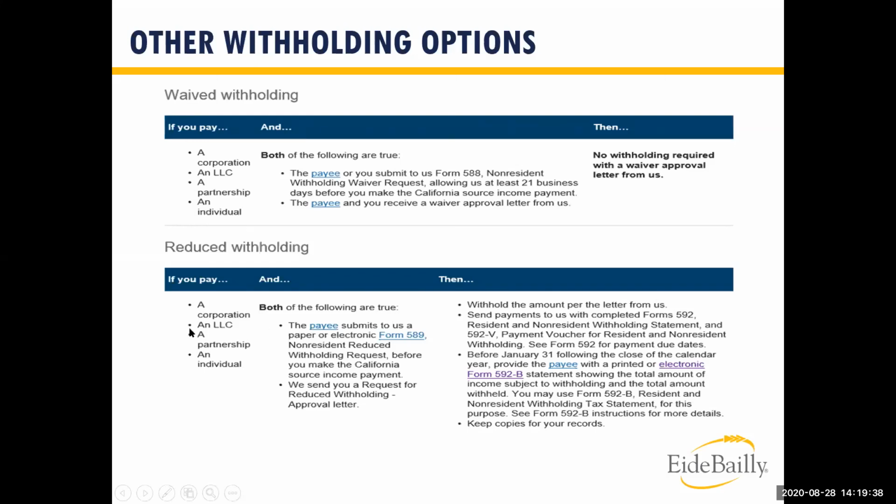Another option is similar if you have a corporation, LLC, partnership, or individual, and they submit the 589 electronically and also send you a letter, then you can withhold a lesser amount, but California is going to tell you how much. So more hoops to jump through for compliance.